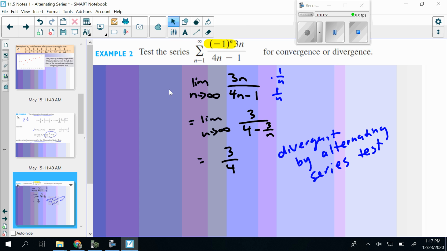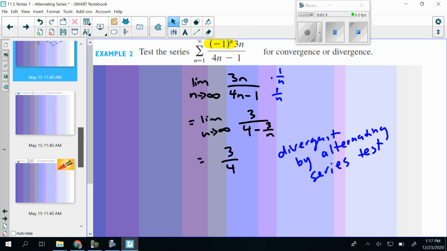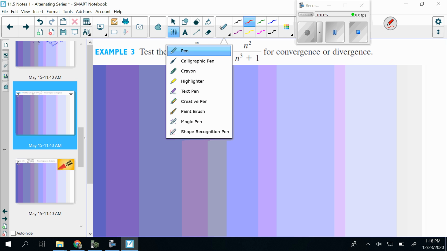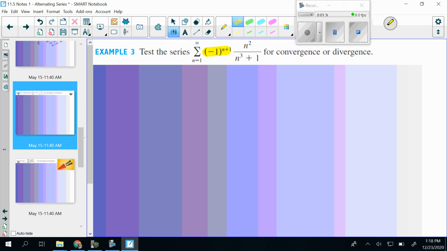All right, let's try another one here. Next one, again, we can see it's alternating here. We got this (-1)^(n+1) term, but we want to see: is it going to converge or diverge? Again, this one should be decreasing as each term is going to be smaller than the one before it with that plus 1 there.